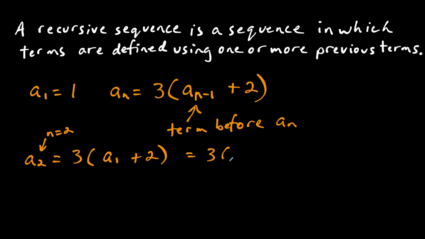So this is going to work out to 3 times 1 plus 2, and this is going to give us 3 times 3, which is equal to 9. So now this is our second term. So to find our third term, we use this formula.